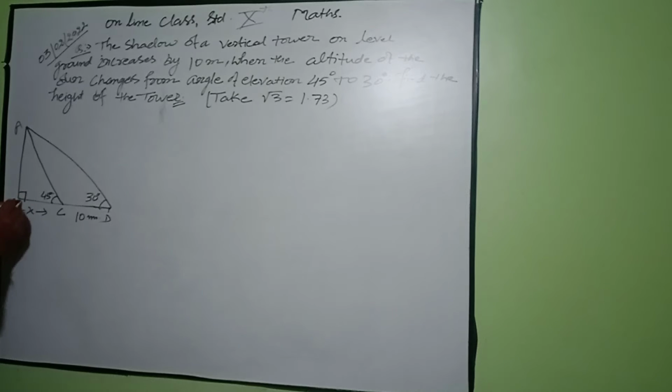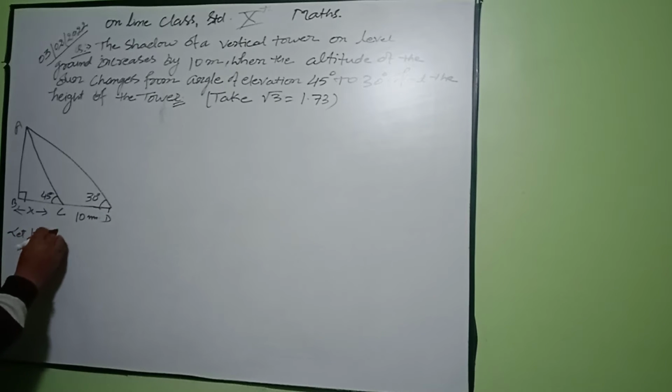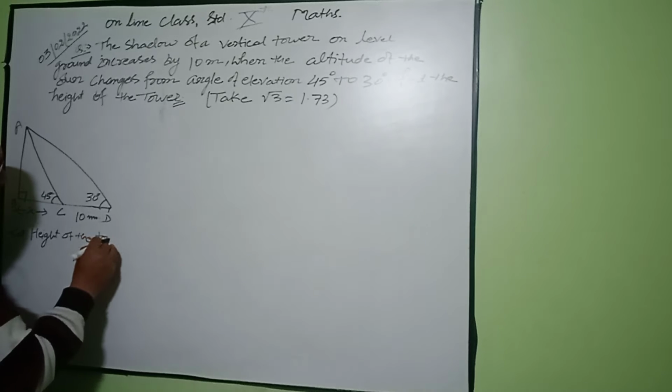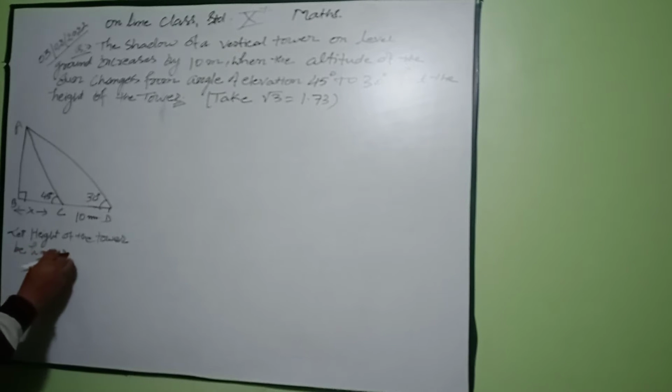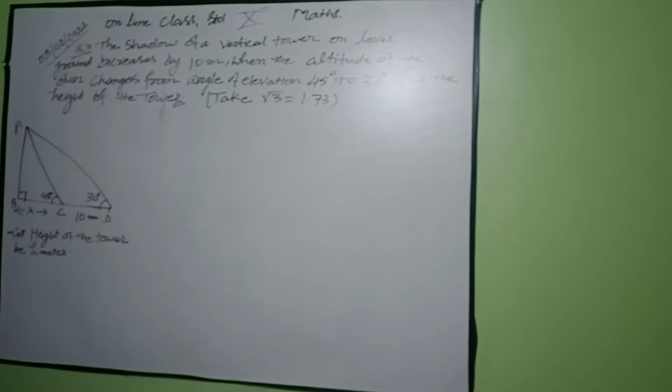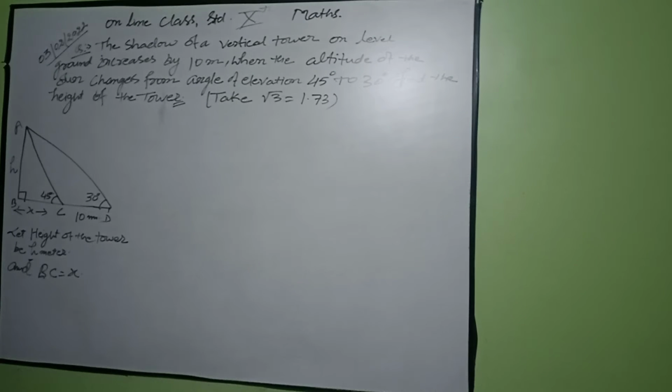Tower is perpendicular on the ground. Let the height of the tower be h meter. And BC equal to x.